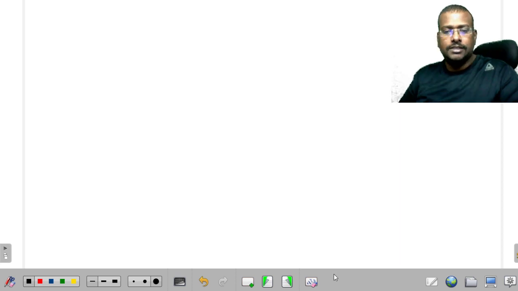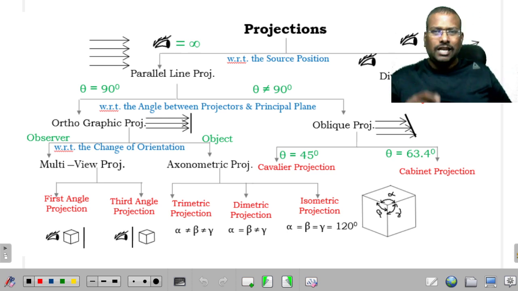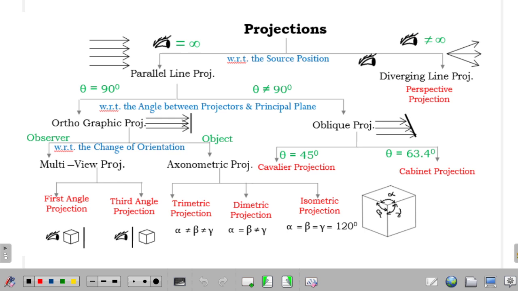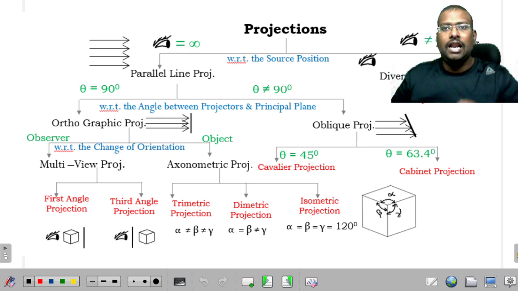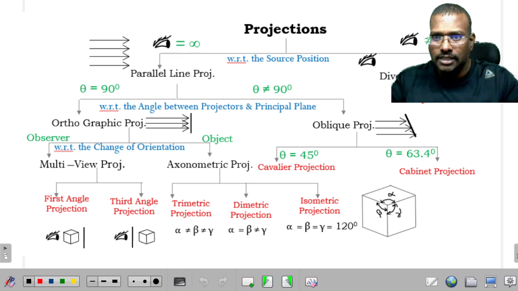Now that is related to the diverging line projection. The example is perspective. In perspective there are two ways to draw an object: one is the visual ray method, another is the vanishing point method. In vanishing point again there are three types. But now we will move on to parallel line projection. Parallel line projection means the observer is at infinite distance.